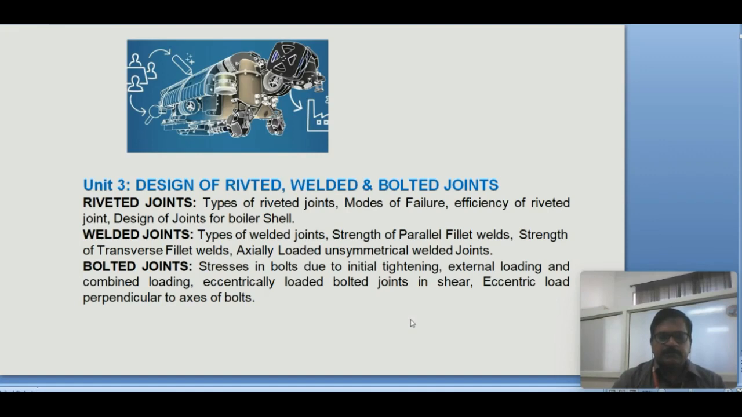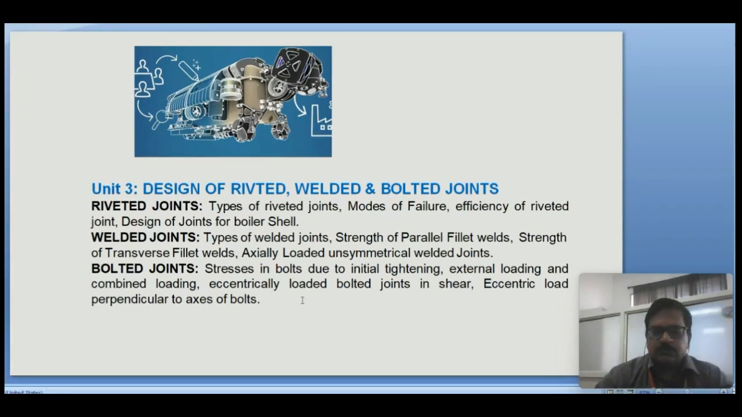And in the welded joints, types of welded joints, the strength of the parallel fillet weld and strength of the transverse fillet welds, axially loaded unsymmetrical welded joints. In the bolted joints, stresses in the bolts due to initial tightening, external loading, combined loading, eccentrically loaded bolted joints in shear, and eccentric load perpendicular to the axis of the bolt. Now let us move to the details.